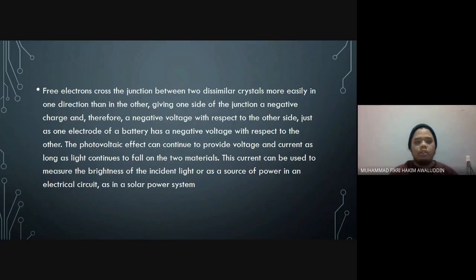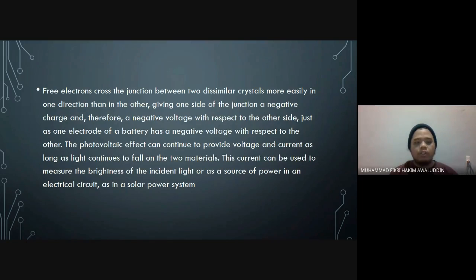Free electrons cross the junction between two dissimilar crystals more easily in one direction than in the other, giving one side of the junction a negative charge and therefore a negative voltage with respect to the other side, just as one electrode of the battery has a negative voltage with respect to the other.